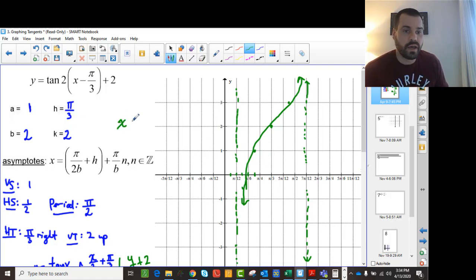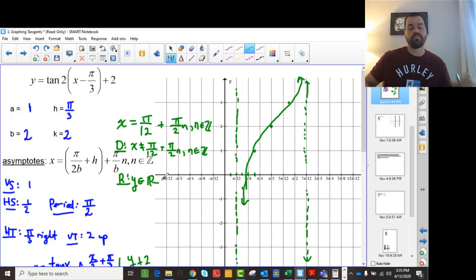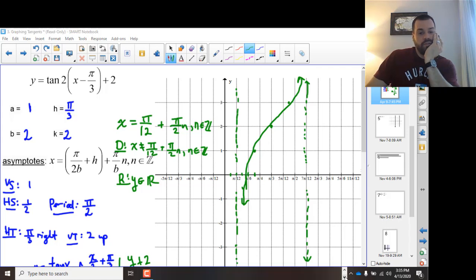So the asymptotes are x is equal to pi over 12. That's where they start. And then plus the period, which is pi over 2 times n, where n belongs to real numbers. Okay, and that means my domain is x can't be pi over 12 plus pi over 2n, where n belongs to the real numbers. Okay, and my range, which I don't think I have stated yet, is just y belongs to real numbers. So that gives you another example of drawing a tangent graph. It's fairly simple, I think, once you get the hang of it.